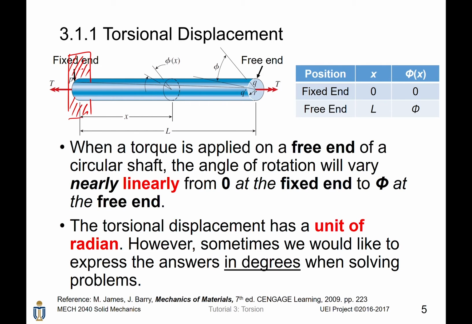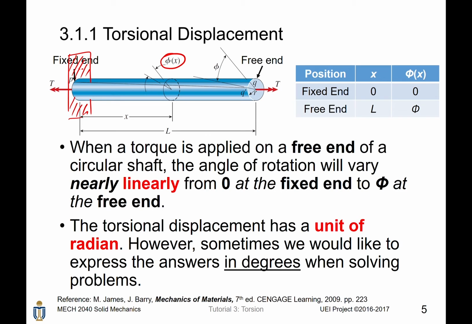When a torque is applied on a free end of a circular bar, something like this, the angle of rotation will vary nearly linearly. That means the function phi(x) will be a linear function with respect to x. The angle of rotation will vary linearly from 0 at this fixed end, because we know at the fixed end there is no torsional displacement because it is fixed. But for the free end, it is possible to be twisted, to rotate through some angle. At the free end, we say the displacement is phi.